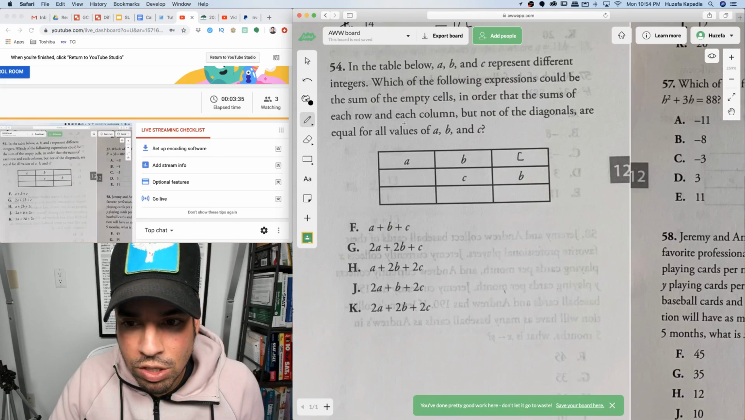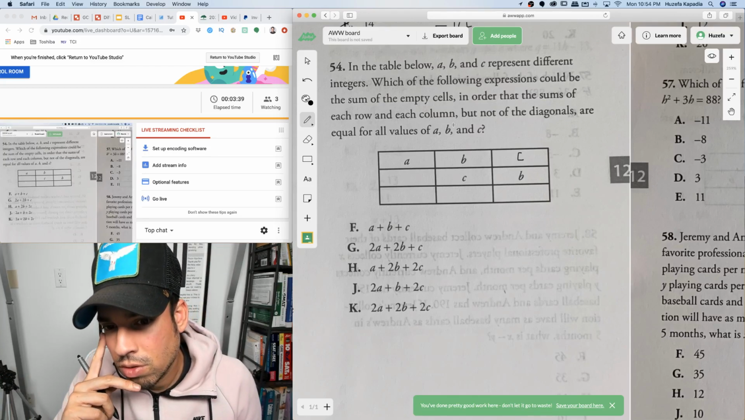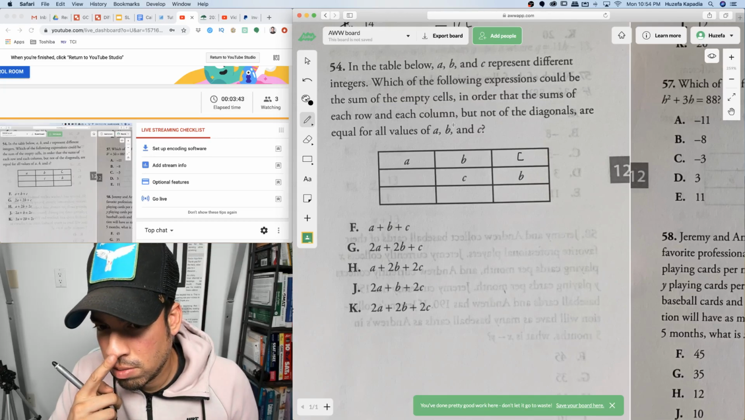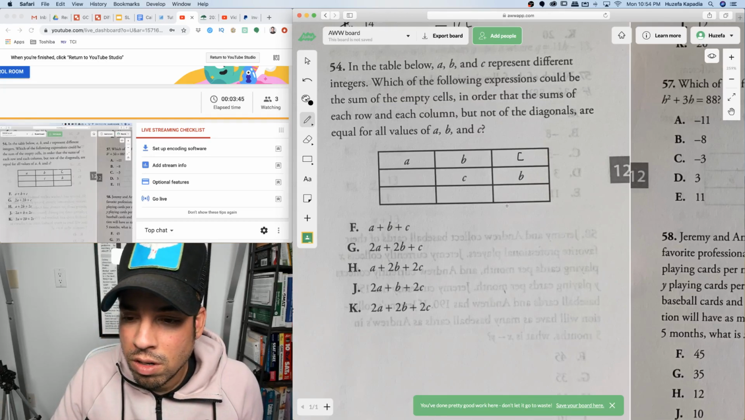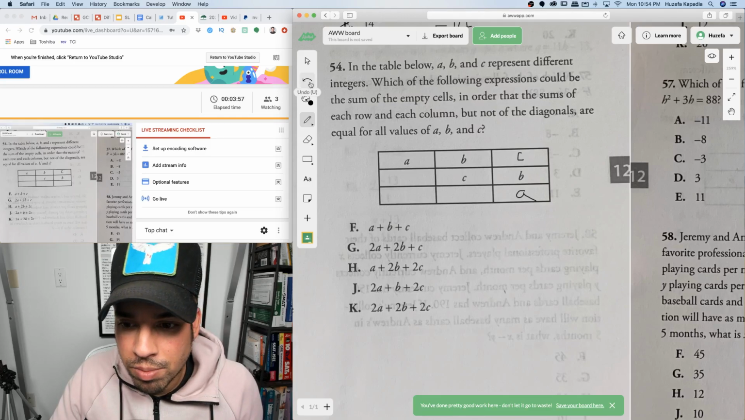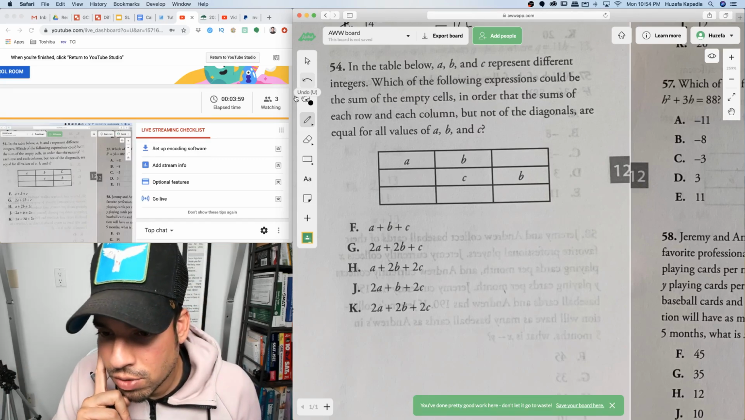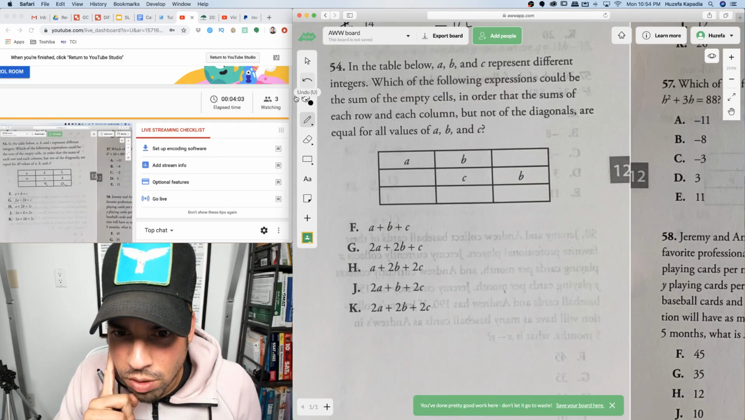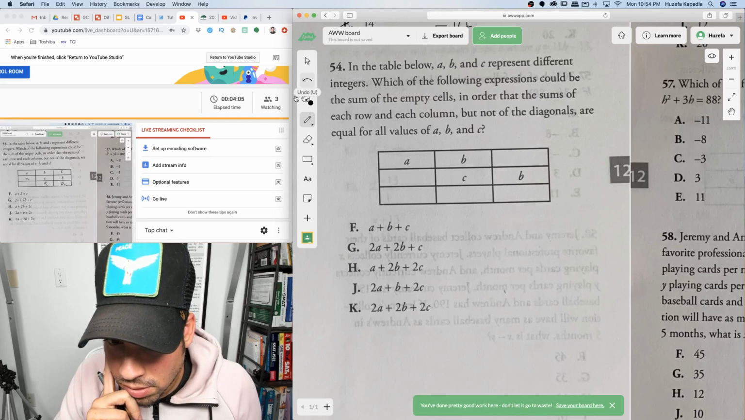In order that the sums of each row and each column, for all values, which of the following expressions could be the sum of the empty cells? All right, so then what? This would be A. Then this would also be A. This would also be A. Wow, I'm kind of stumped here. Not sure. I've never seen a problem like this before. In order that the sums of each row and each column.